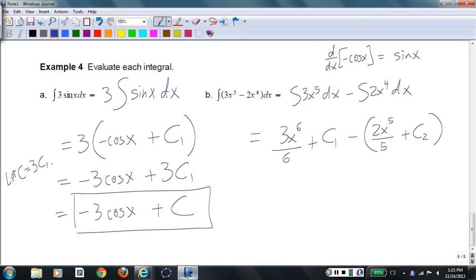If you watch the video on this one, I may have done it differently in a previous semester. I may have gone ahead and taken the 3 out in front, taken the 2 out in front, and I would have found myself dealing with a 3 c sub 1 and a 2 c sub 2, kind of like in the previous example. But it won't be long before we've done enough of these where we realize it's not something we technically have to do. This is 1/2 x to the 6th plus c sub 1 minus 2/5 x to the 5th minus c sub 2.